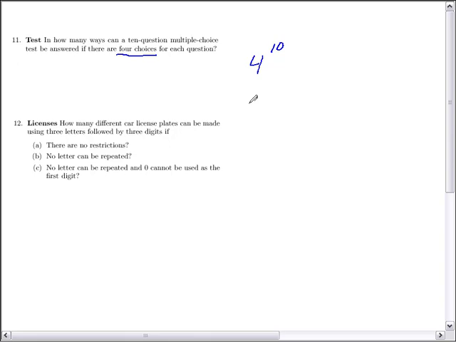Question 12. How many different car license plates can be made using 3 letters followed by 3 digits? So for part A, 3 letters followed by 3 digits. Now, license plates, if you think back to license plates you've seen, they've repeated the same letter, they've repeated the same digit, so no restrictions means any letter we want. So 26 times 26 times 26, there's our 3 letters. And digits, no restrictions on the digits, so 10 times 10 times 10.